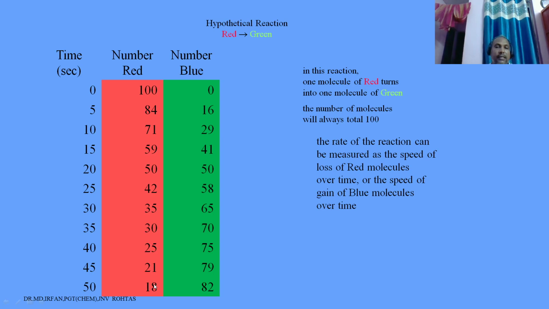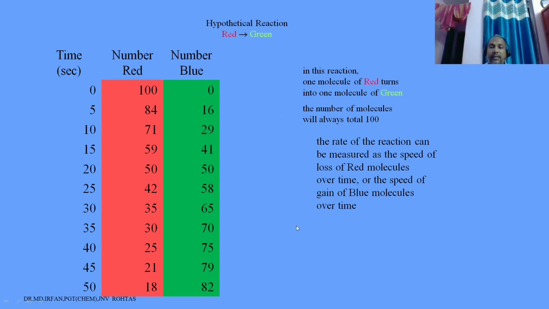25, 21, 18. And the number of blue, that is the product, changes from 0 to 16, 29, 41, 50, 58, 65, 70, 75, 79, 82. These data are given. Overall the number remains 100. In this reaction, one molecule of red turns into one molecule of green. The number of molecules will always total 100.